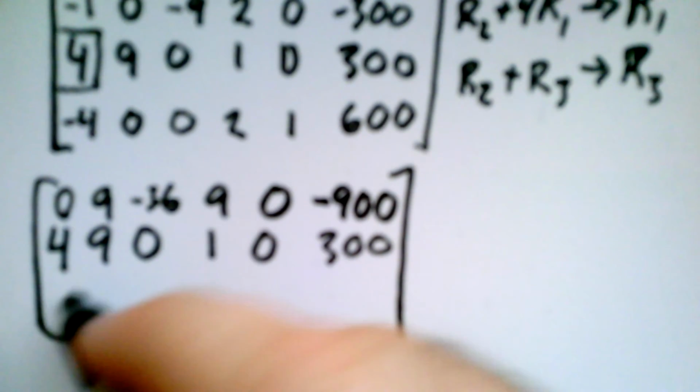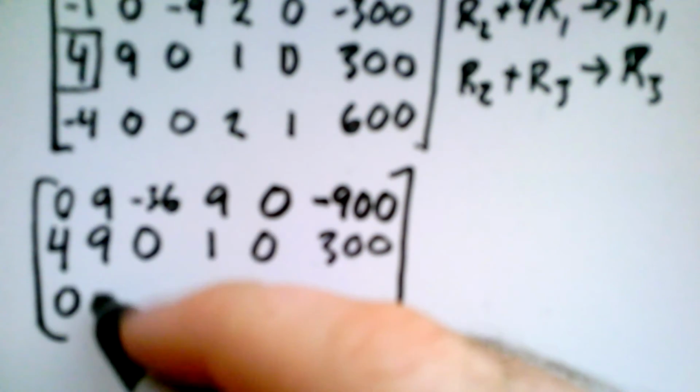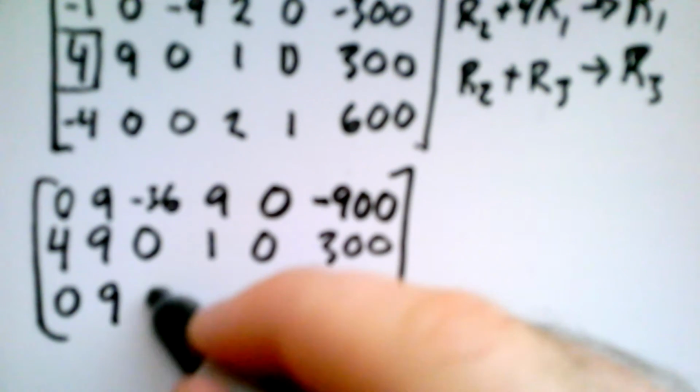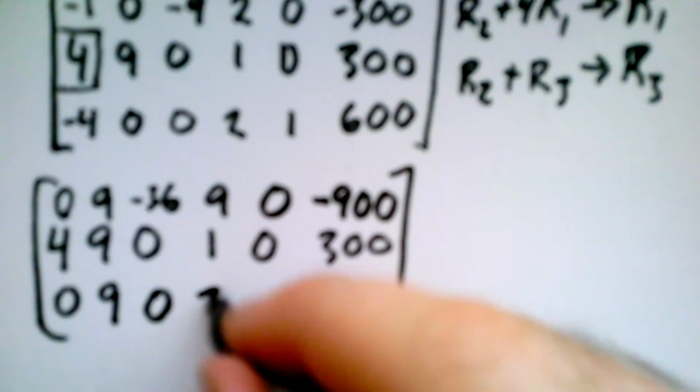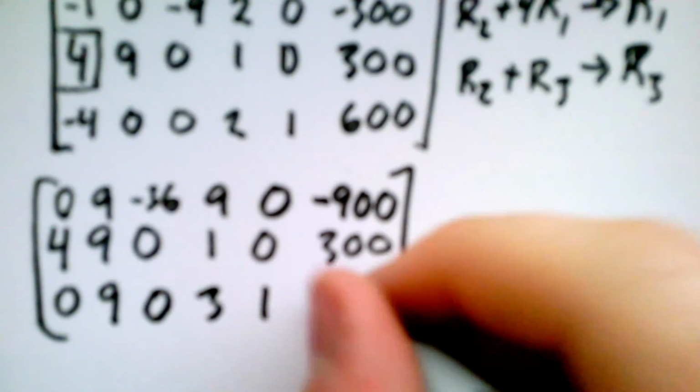Moving on, we get 0, because 4 minus 4 is 0. 9 plus 0 is 9. 0 plus 0 is 0. 1 plus 2 is 3. 0 plus 1 is 1. 300 plus 600 is 900.